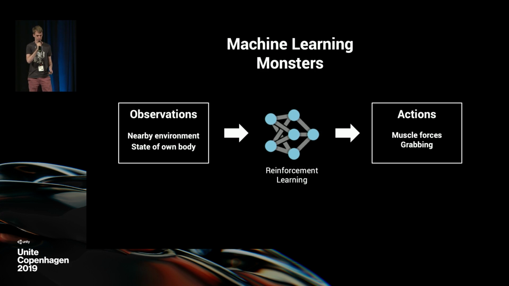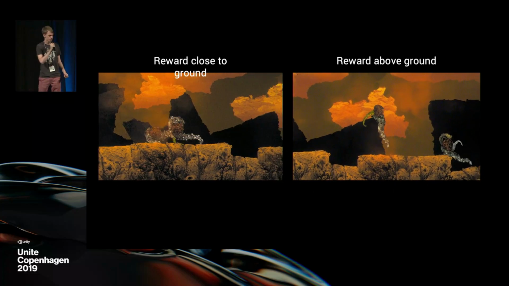This is a setup we use for the monsters. So we pass in data about the nearby environment and the state of the monster's body, like how it's bending and moving around. And then the brain takes a decision of how should I control my muscles in the body, and should I grab the ground, it can climb. Then we give a reward to move towards the player. An interesting thing we found is that we can add extra rewards which are smaller, and then we can control to get different types of movement. I will show an example of that now.